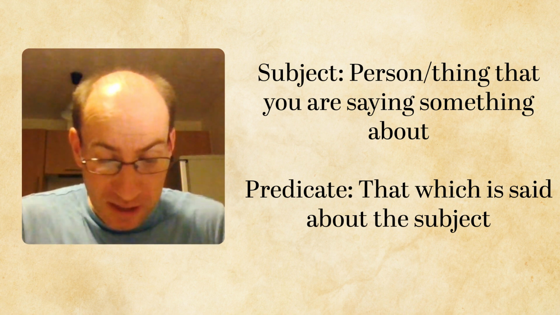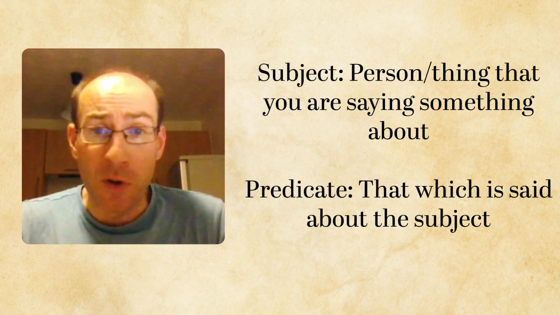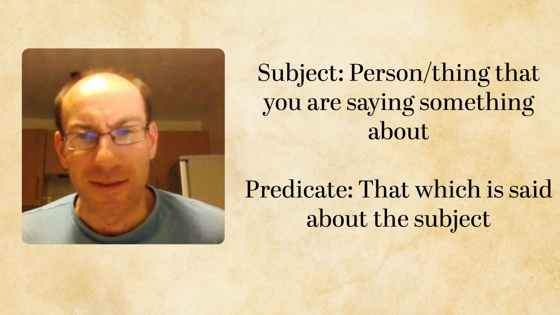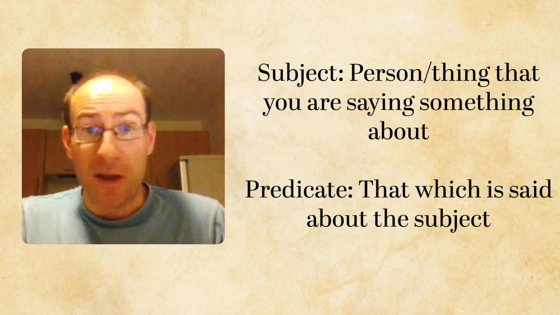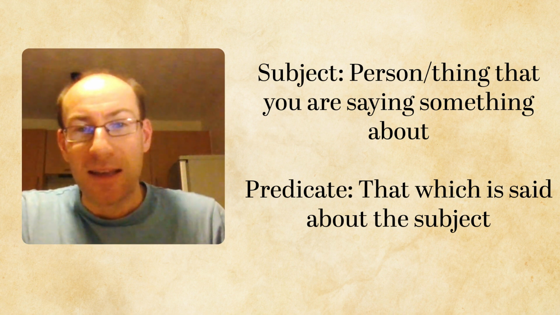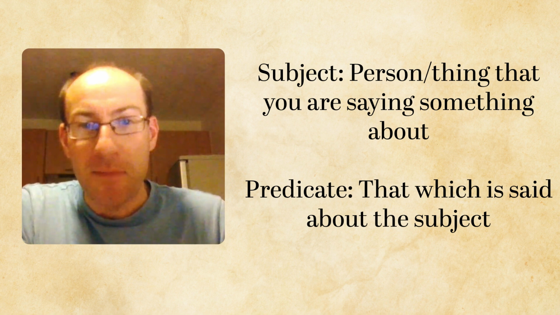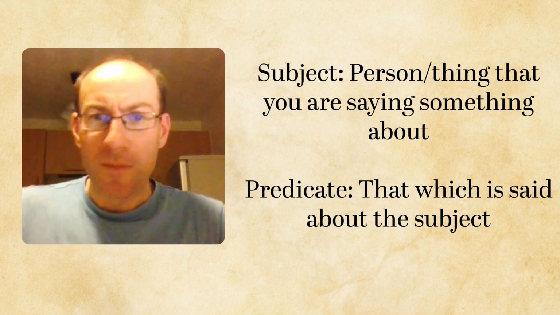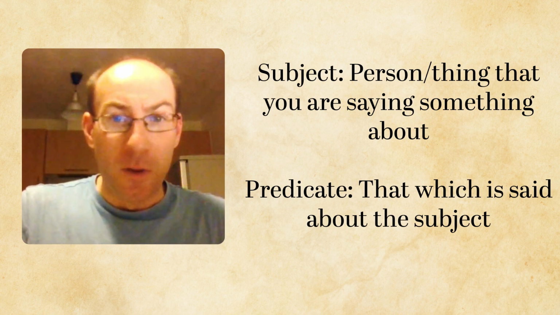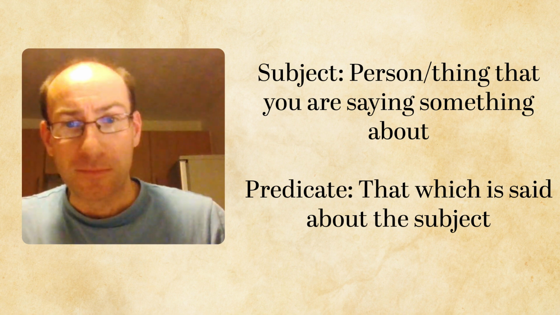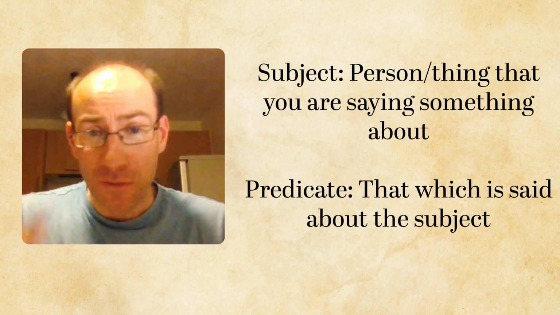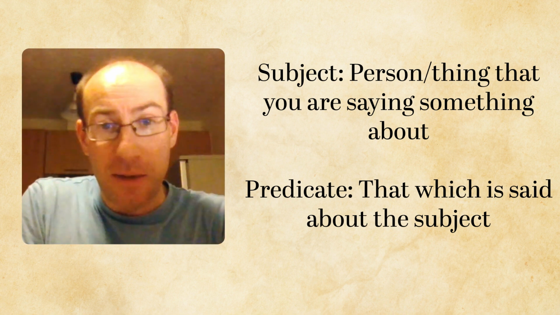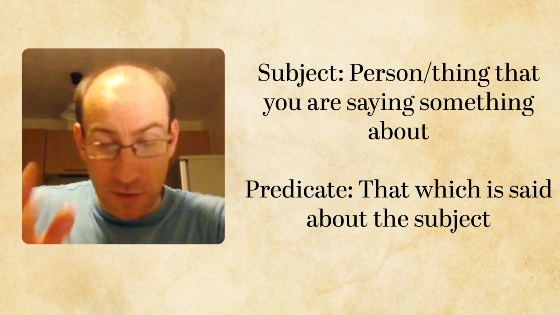So let's take a simple sentence. The boy reads the book in the garden. So what's the subject there, guys? The subject is the boy, because that's the person in this case about whom I'm saying something. The boy, the subject. And what am I saying about him? I say, reads a book in the garden. So that is the predicate. All of those words form the predicate because that is the information given about the subject. The boy reads the book in the garden.